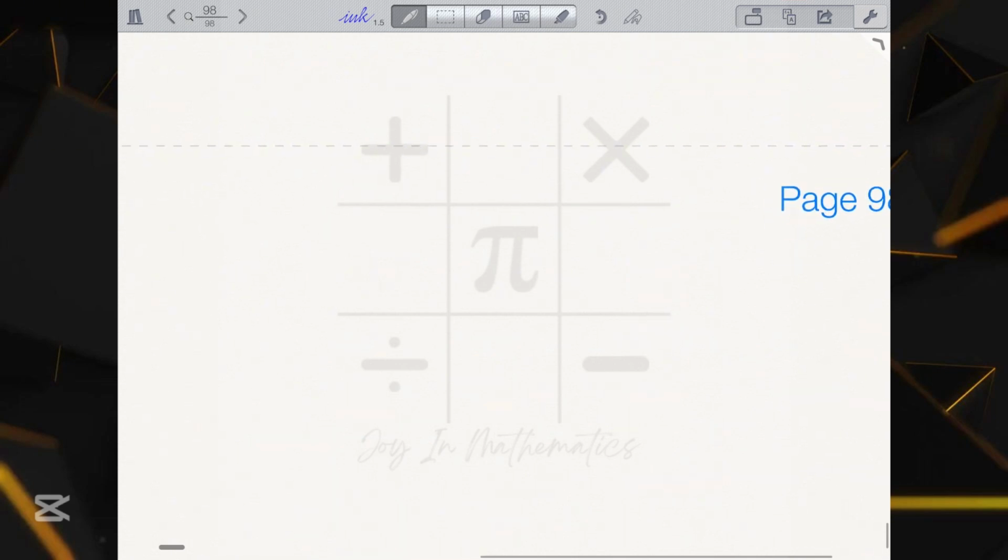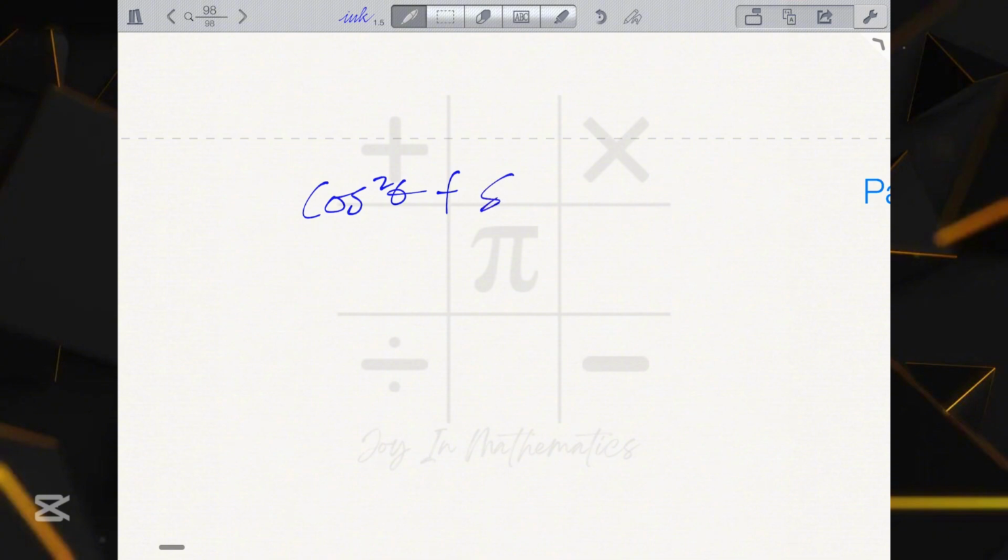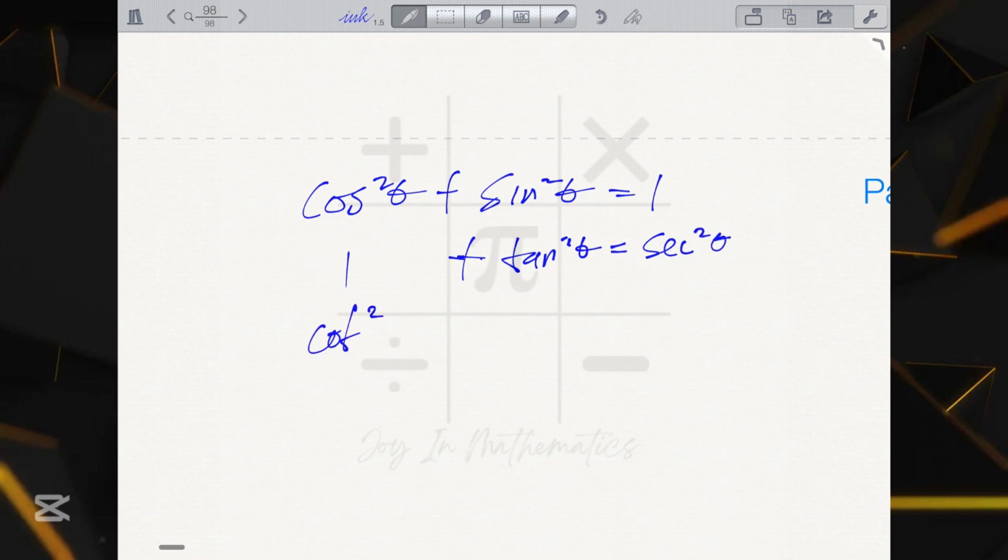Now let's recall again the 3 trigonometric identities which will lead us to the next step, and that will be cos squared theta plus sine squared theta is equal to 1. Dividing all through by cos squared, we'll have 1 plus tan squared theta is equal to sec squared theta. Dividing all through by sine squared, we'll have cot squared theta plus 1 is equal to cosec squared theta.